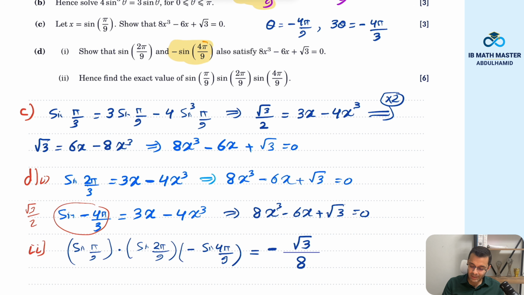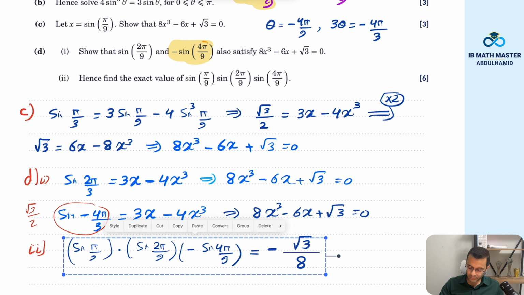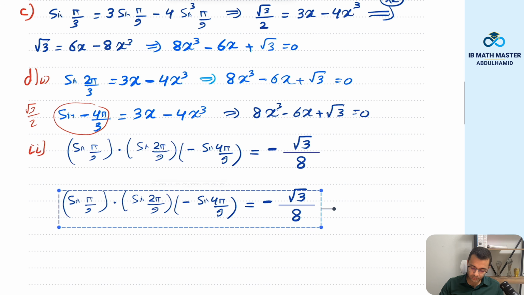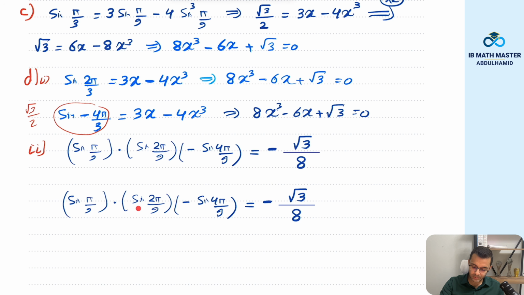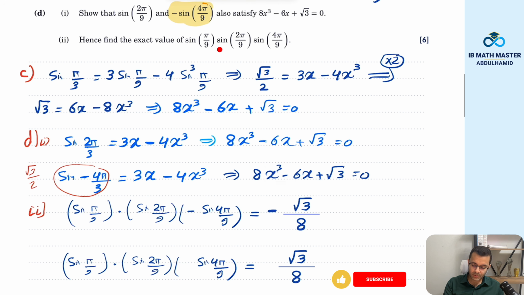But keep in mind, they need sine 4 pi over 9. Here we have negative. We multiply the 3 roots because this is the root, and it has a negative, as we proved. So to eliminate the negative here, we have to multiply both sides by negative 1. By multiplying by negative 1, the left side gets a positive sign and the negative is eliminated. So the product needed in part D is root of 3 over 8. The answer to this is root of 3 over 8.